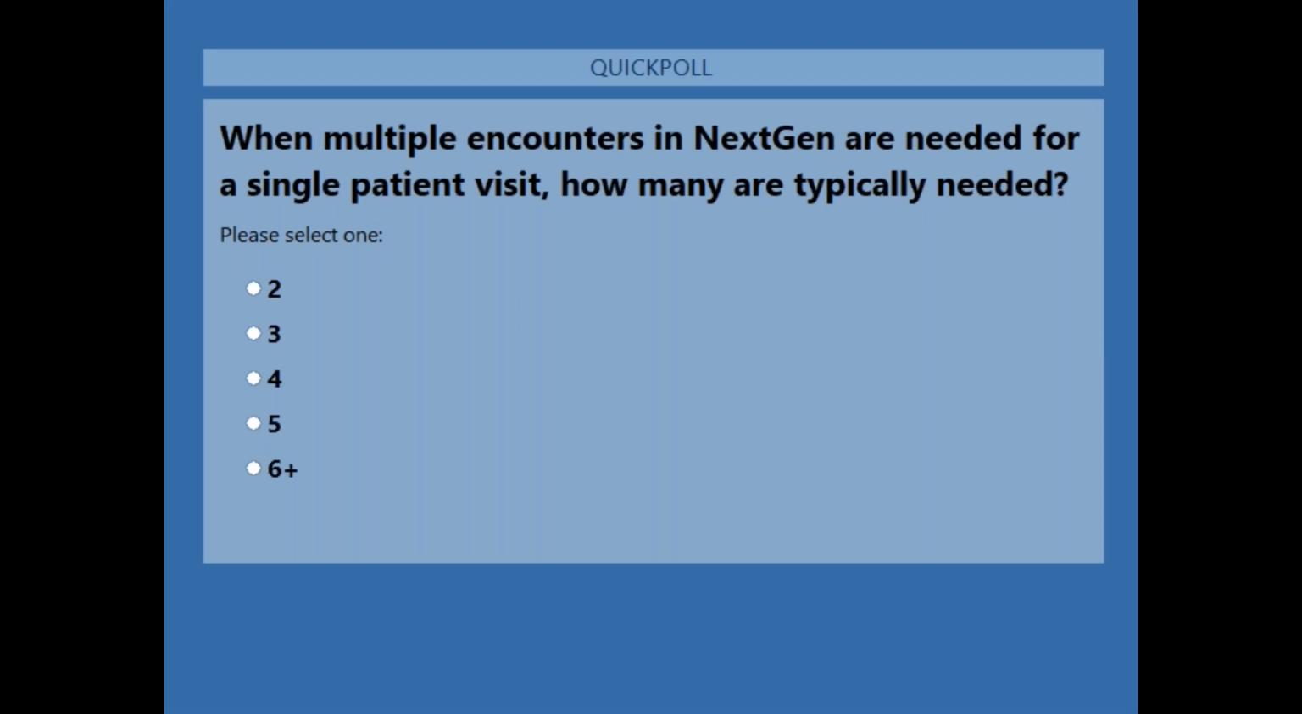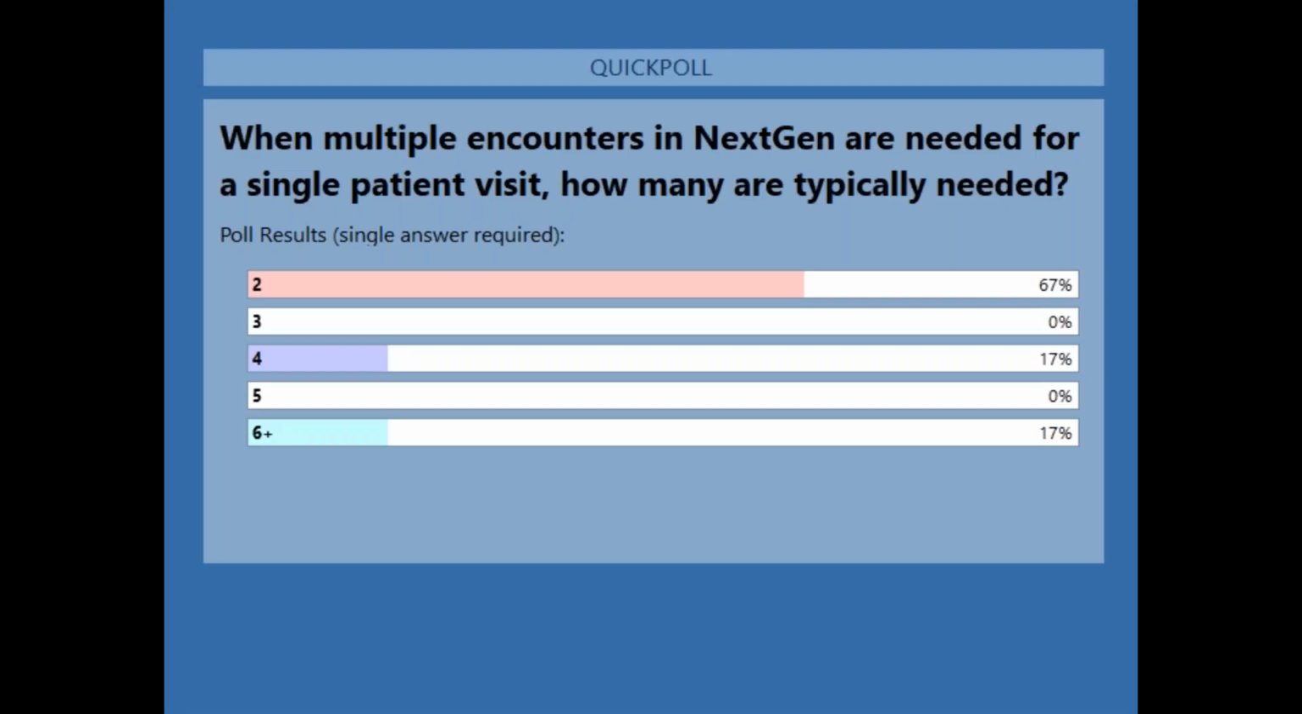So if everybody will look at their screen and do that, it looks like we've got about 33% of the votes in. Give everybody another 10 seconds here. Okay, let's go ahead and close this poll in case anybody else is interested in seeing it. Here are the results. It looks like most of you have to make 2, although some of you have to make 6 or more. So we've got the whole range of coverage here. Thanks for answering that one.